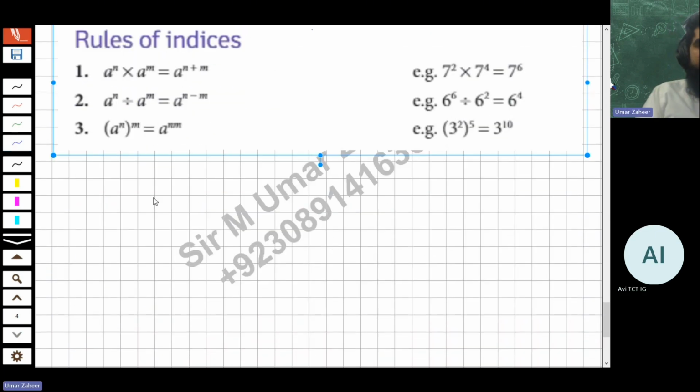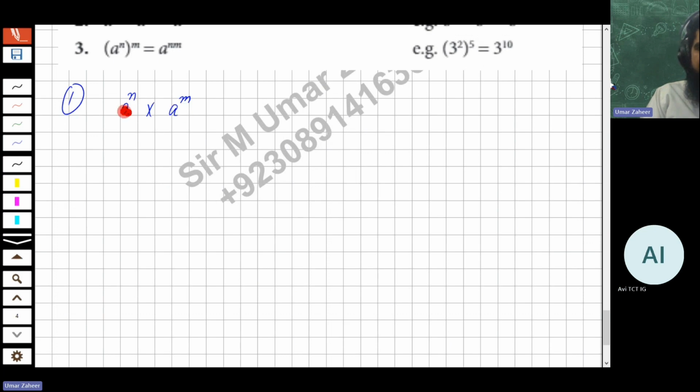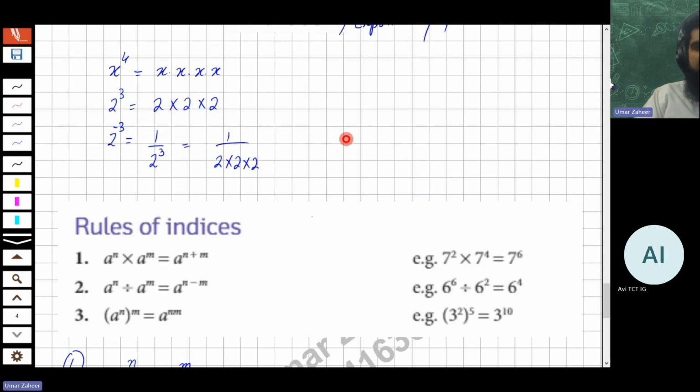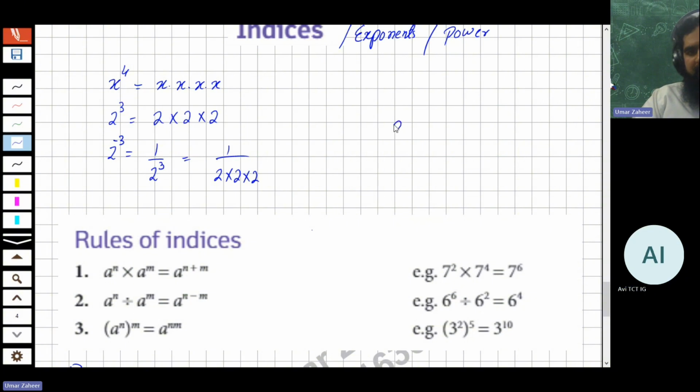Now the first rule: if you have two numbers and they are multiplying, and their bases are the same. This is the first number, a raised to power n. There will be a second number, a raised to power m. Now look here, the two numbers are multiplying and their bases are the same. If the number was given, for example, it is written as a x raised to power n, this is known as the coefficient, it is the base, it is the exponent or indices or power.